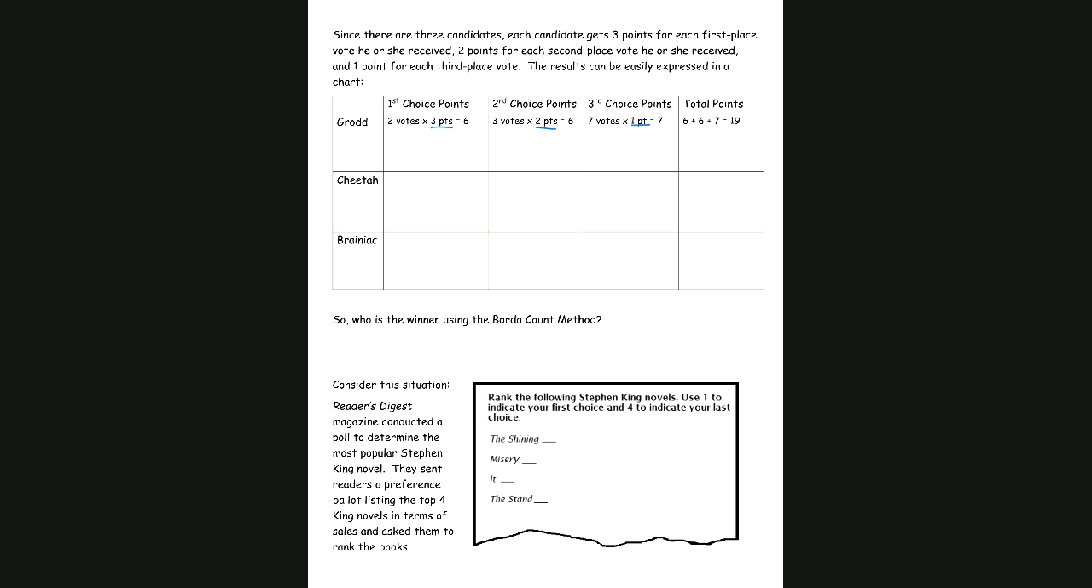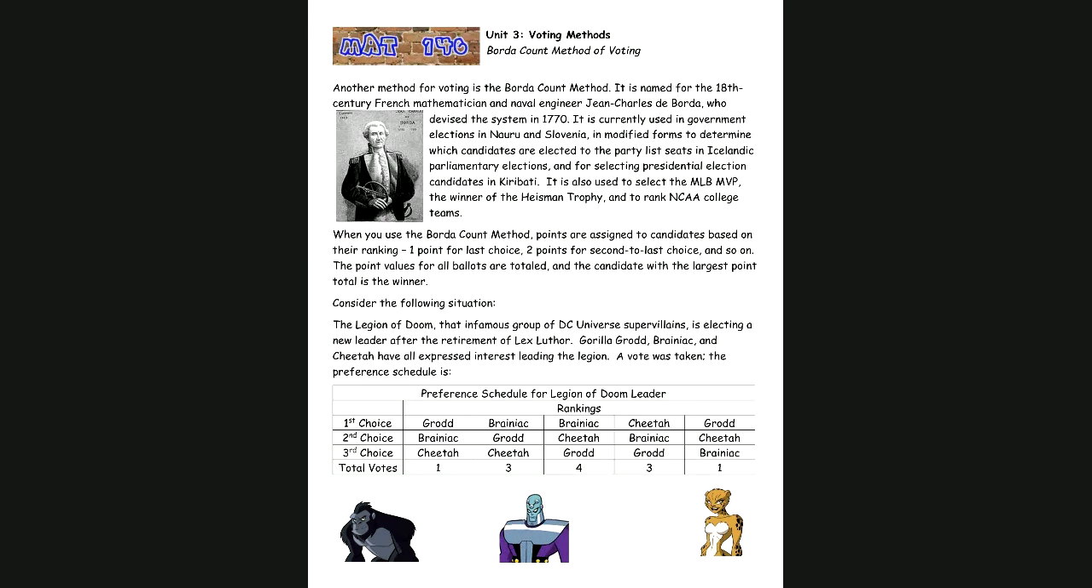So if you look back at the preference schedule, you'll notice that there were 2 voters who wanted Gorilla Grodd as their first choice, or who indicated him as their first choice. So let's go back and look at the table. So this voter right here wanted Grodd as the first choice, and this voter here wanted Grodd as the first choice. So 1 plus 1 is 2, so there were 2 votes.